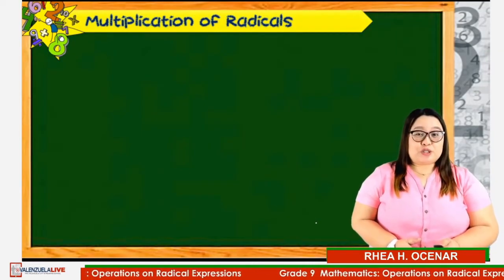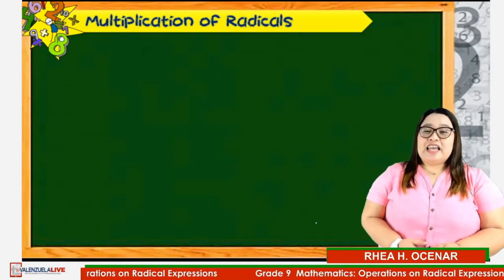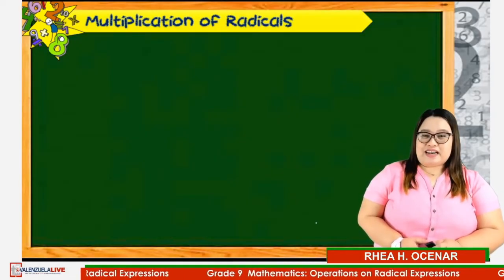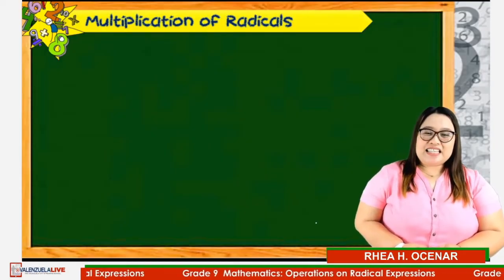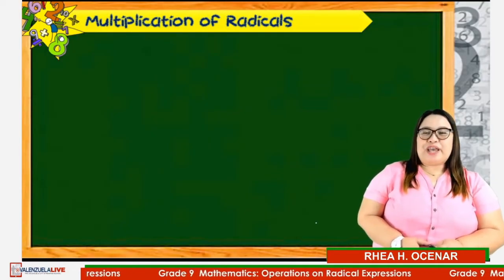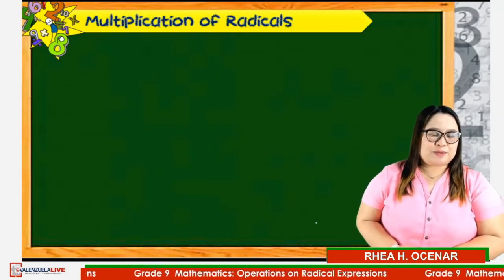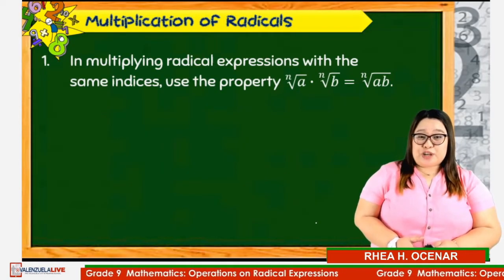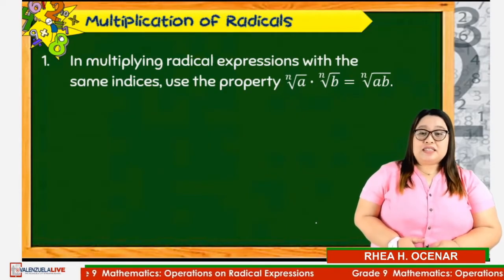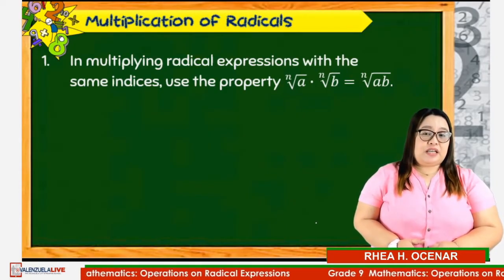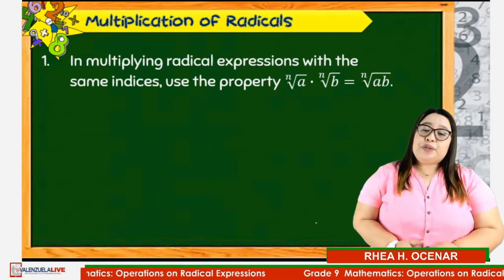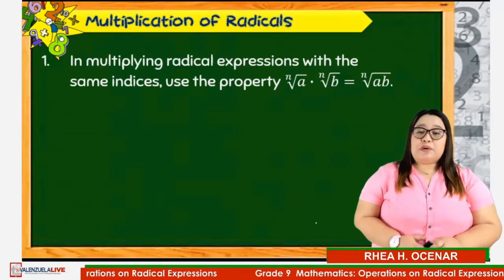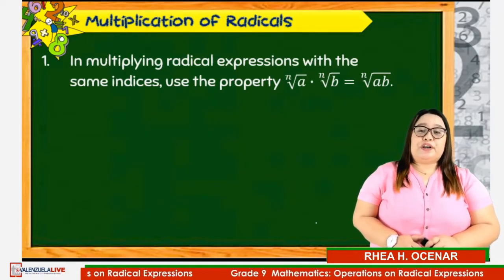After we add and subtract radicals, the next operation to discuss is multiplying radicals. There are 3 cases on how we multiply radical expressions. Number 1, in multiplying radical expressions with the same indices, use the property nth root of a times nth root of b is equal to nth root of ab.